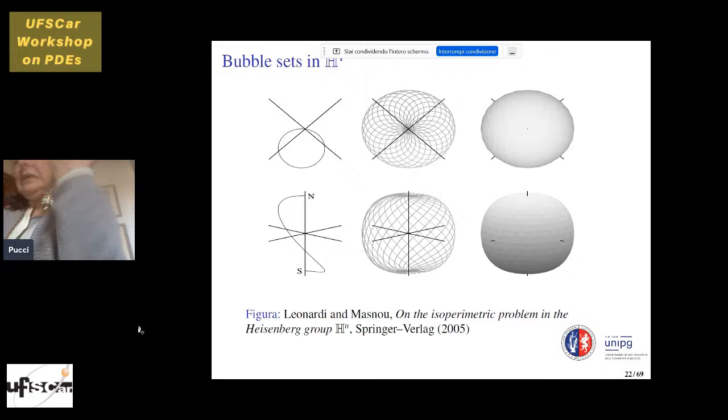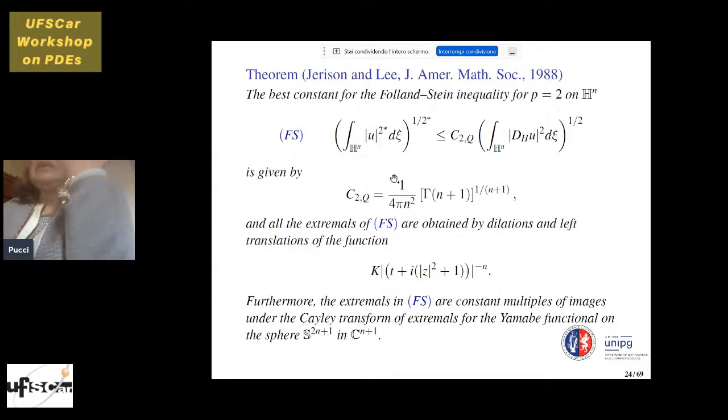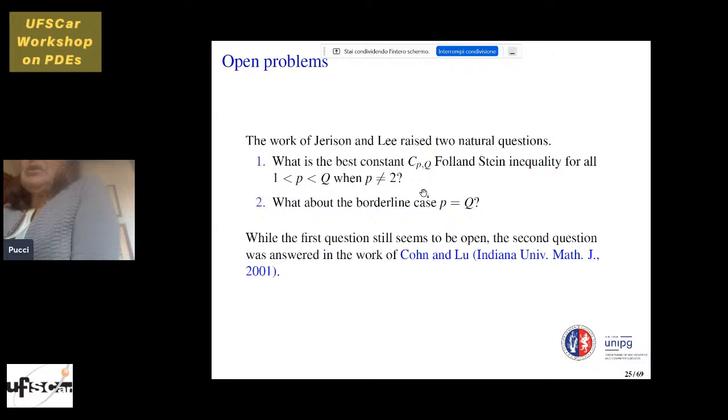Okay, so as I said, the sharp constant is unknown. So in particular, the best constant in the Folland-Stein inequality for p was found only for p equal 2, and not in other cases. And this is the famous paper, as I said. This is the constant when p is equal to 2, with all the situation which can be proved with some difficulties, of course, using dilation and left translation. But as I said, the natural question is what is the best constant in the Folland-Stein inequality for all p different than 2? And what is the border case when p is exactly the homogeneous dimension?